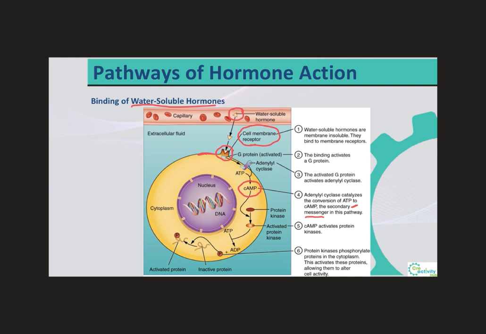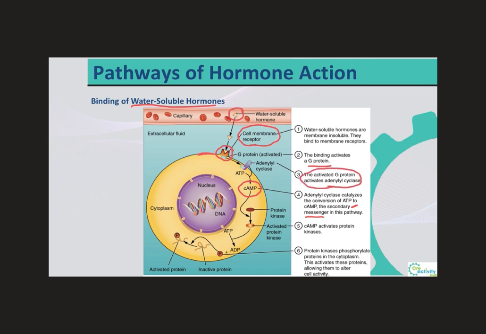So in the cAMP second messenger system, the water-soluble hormone is going to bind to its receptor in the cell membrane. This receptor is going to be associated with what we call an intracellular component that's called the G protein, as we can see over here. And binding of the hormone will activate this G protein component.